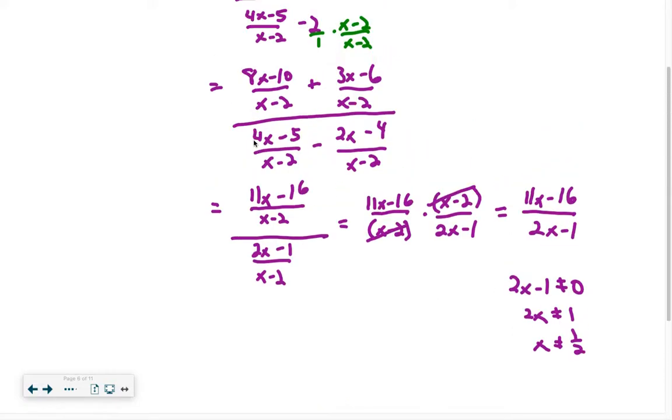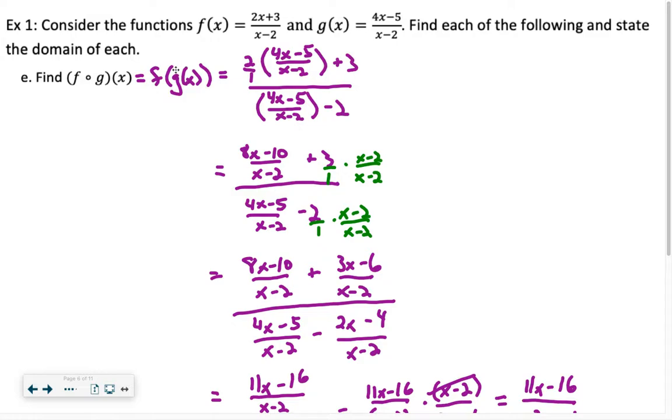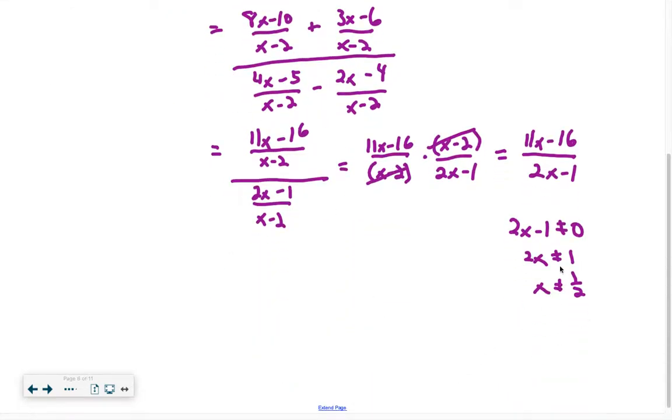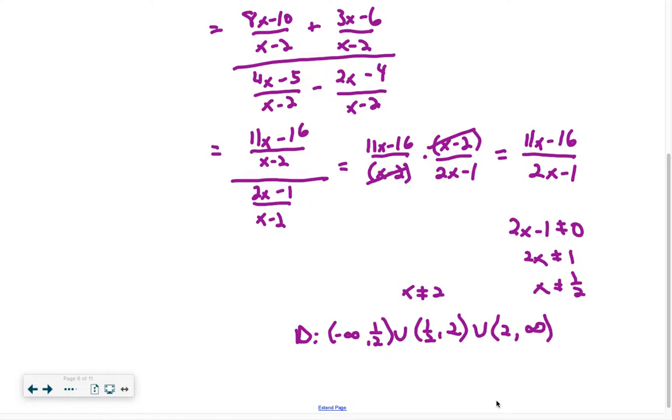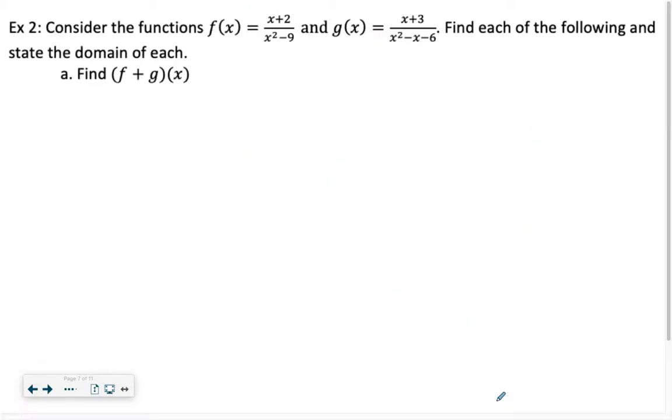So again, to find the domain of a composition, find the domain of the inside part, also find the domain of the final composition. So in this case, we have 2 values to exclude. So our domain will be negative infinity up to 1/2, union 1/2 to 2, and union 2 to infinity. All right. So let's take a look then at a second example.